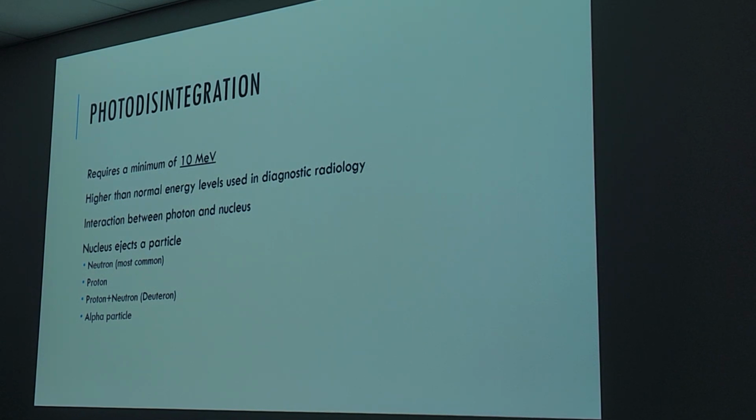It requires a minimum energy of what? 10. An interaction between photon and nucleus, and then any one of these can be the result of this phenomenon. A deuteron is a proton and a neutron together. So this one would be specifically the nucleus, but pair production would be the electric field of the nucleus.